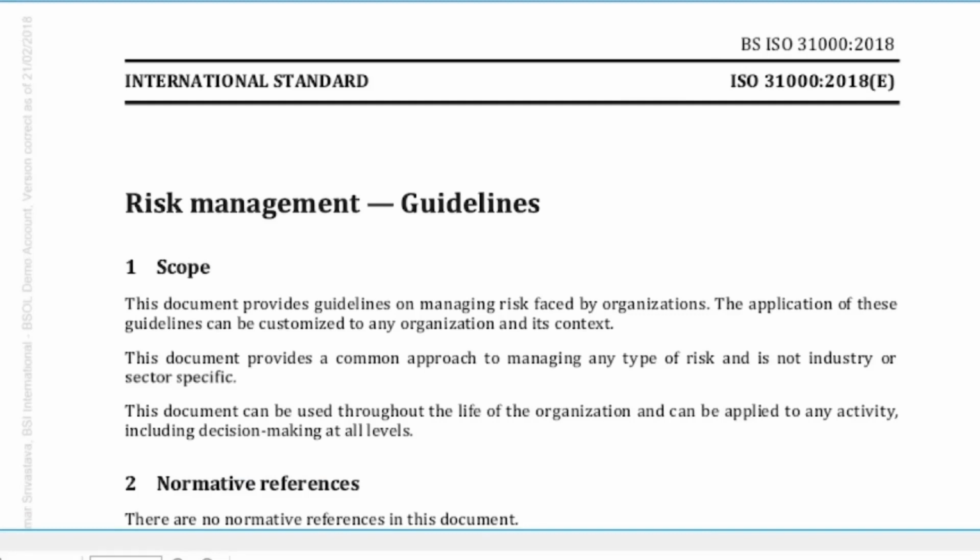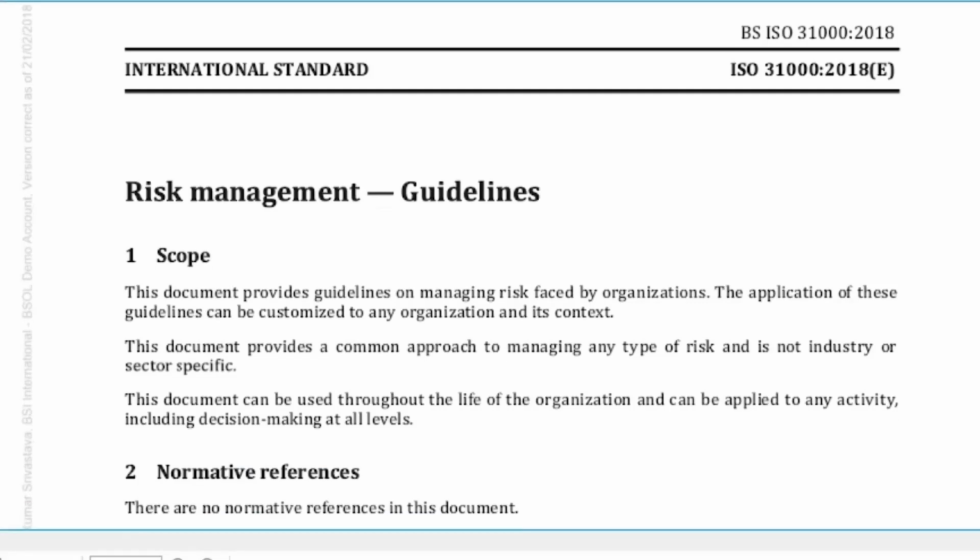Take a minute to read the scope directly from the standard. I've already shown you the slide.